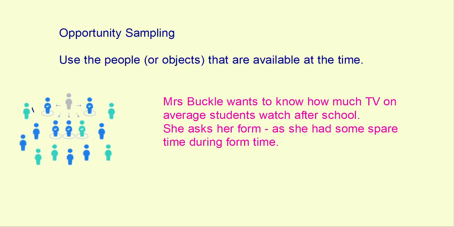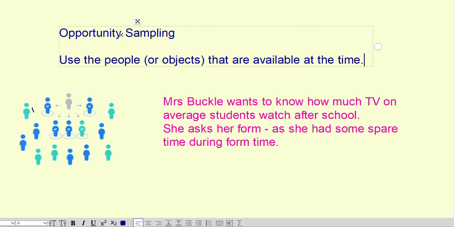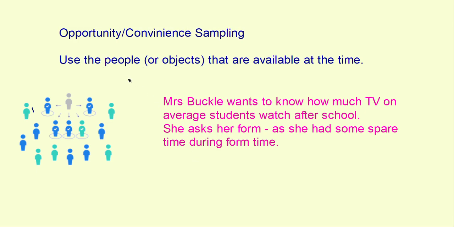Opportunity sampling, also called convenience sampling by some exam boards. You might see it as opportunity or convenience. So use the people or objects that are around you at the time. Mrs. Buckle wants to know how much TV on average students watch after school. She asks her form, so this is me asking the people around me at the time, because it's convenient. I had spare time during form, I'm just going to ask those students, because it's convenient and I'm going to take the opportunity to do so.